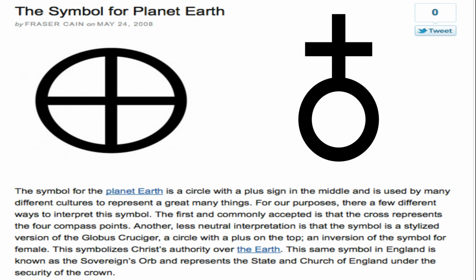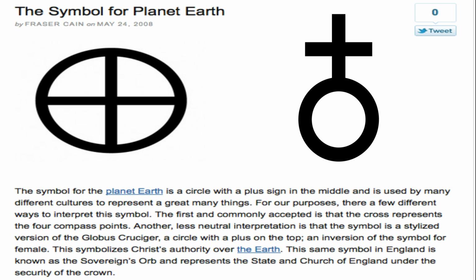So what we're seeing here is a symbol for planet Earth. As you see, it's a circle with a cross inside. I've put a Globus Cruciger at the side so you can just see the difference. Now I'm just reading out what they say.